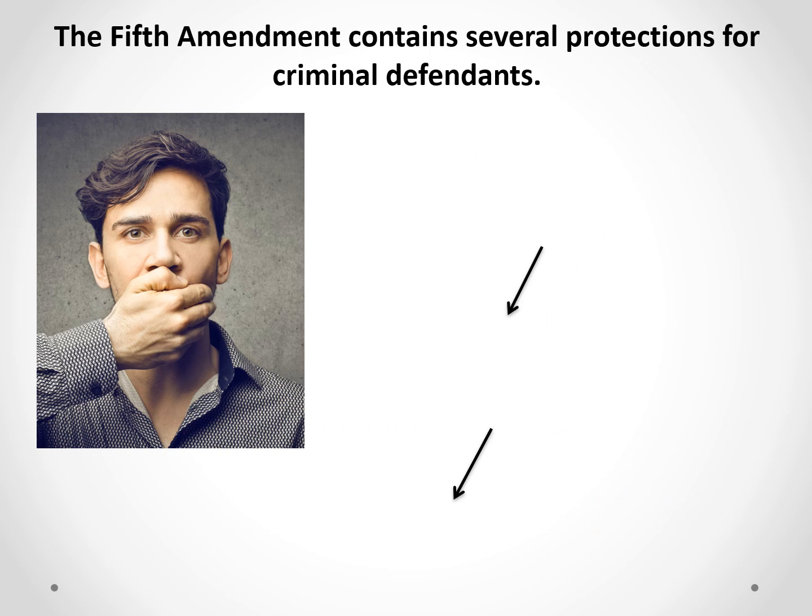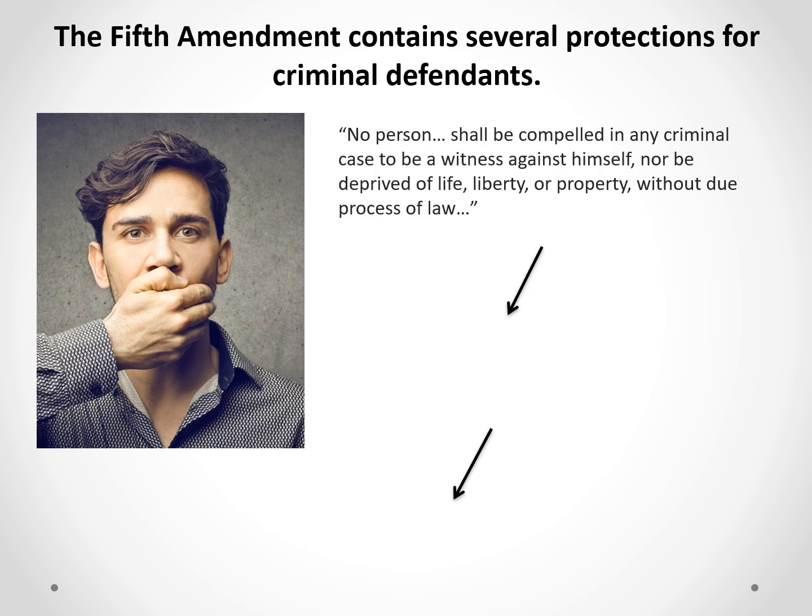Let's move on to the Fifth Amendment. Fifth Amendment also contains multiple protections for criminal defendants. So let's take a look at a section of the Fifth Amendment here. It says, no person shall be compelled in any criminal case to be a witness against himself, nor be deprived of life, liberty, or property without due process of law. So there are two important clauses right there. One is the right not to be compelled to be a witness against yourself, and the other is the right to due process. We'll talk about both of those.